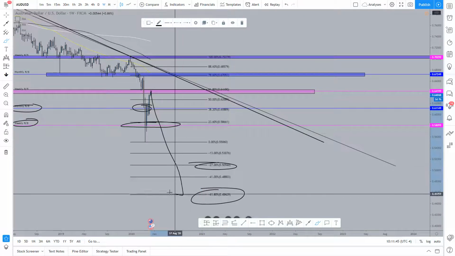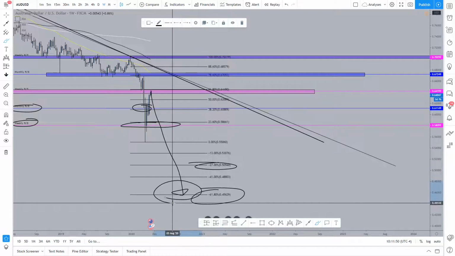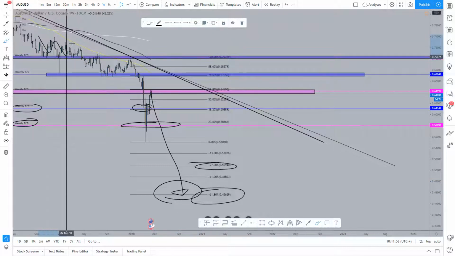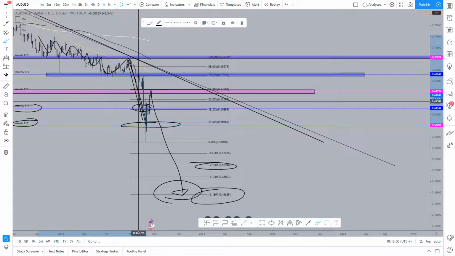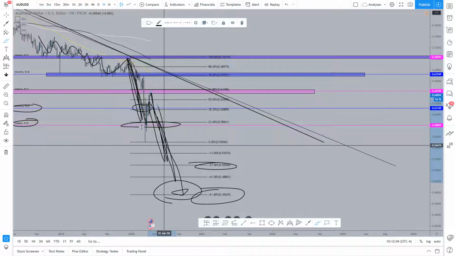This is the last, the long-term one. Doesn't mean that we'll go all the way down here. I don't think so, but maybe, we don't know. AUD USD has been trending down for a long time now, especially this push here was pretty strong, so why not? So it's a possibility that it will go down.